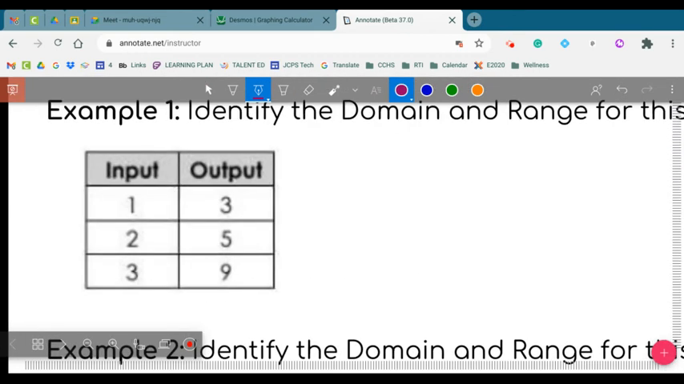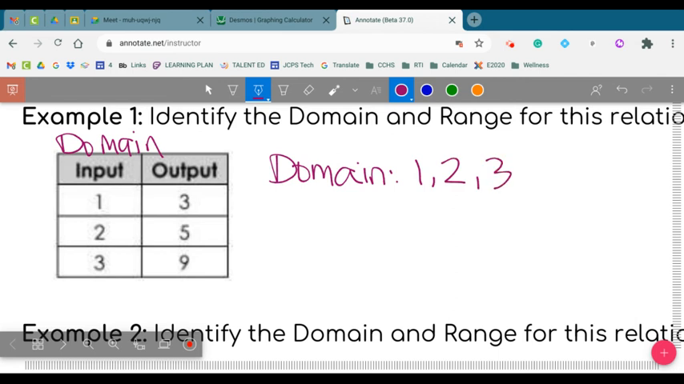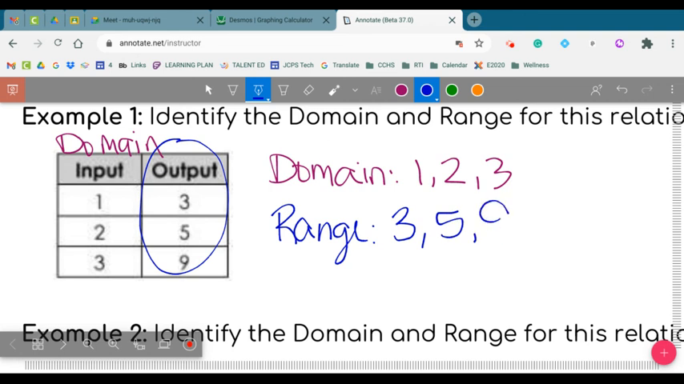On this one, we have to identify the domain. The domain, if you remember, is our x value. So if we write domain over here, do a colon, and then I have 1, 2, 3. Then my range is going to be my outputs. So for range I have 3, 5, and 9. That's all I have to do for that.